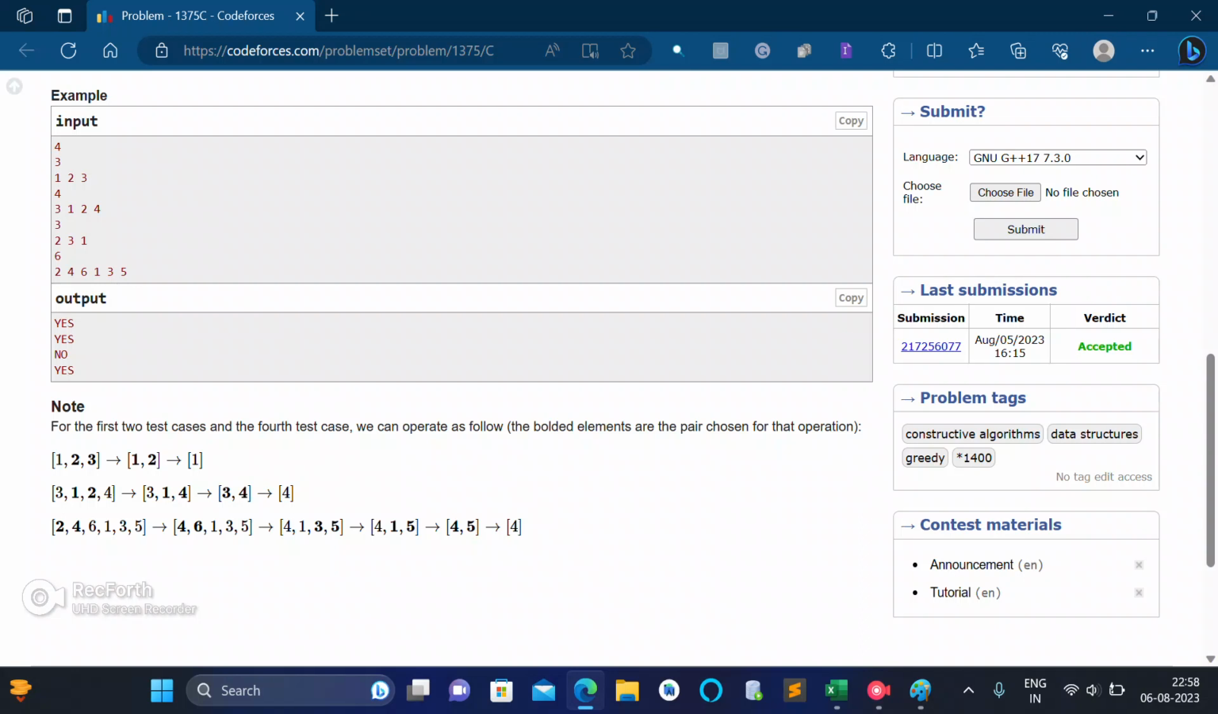We could also remove 3, so we can be left with either 4 or 3. We can see that only one element is left in the array, so yes, it is possible that only one element is left after the operations. The answer is yes in this case. So this is a very easy question.